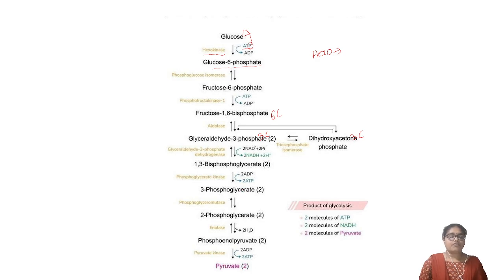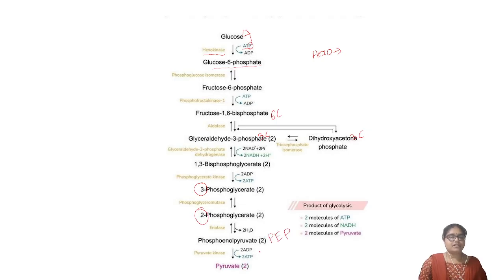The phosphate group is present at the third position. It is changed to the second carbon position. It occurs in the presence of the enzyme phosphoglyceromutase. Then from 2-phosphoglycerate, a water molecule is removed. It is a dehydration reaction. Since water is removed, it is known as a dehydration reaction. Phosphoenol pyruvate, PEP, is formed.